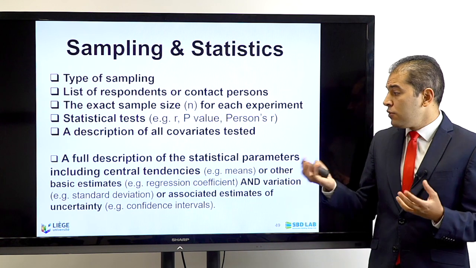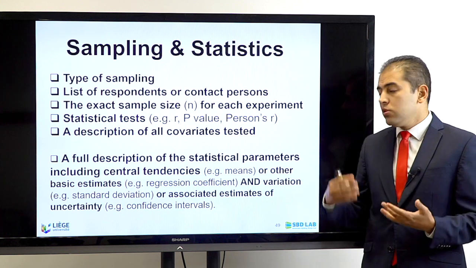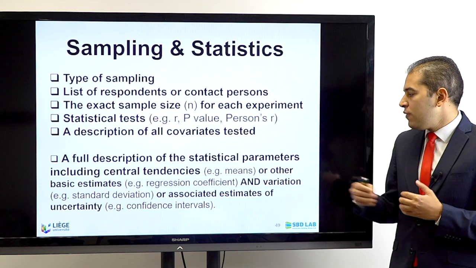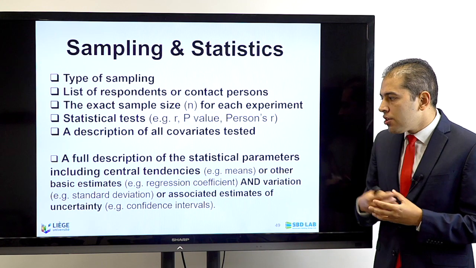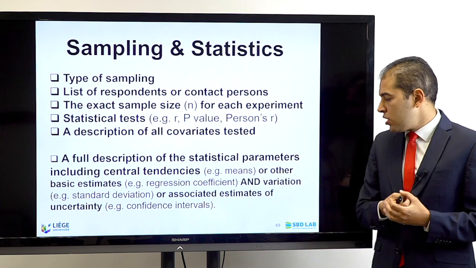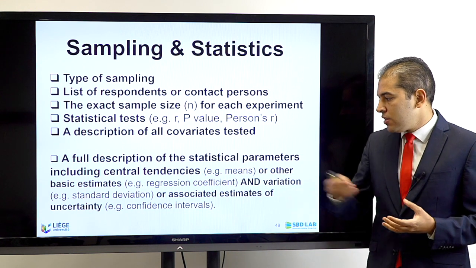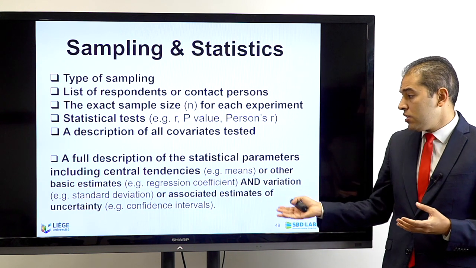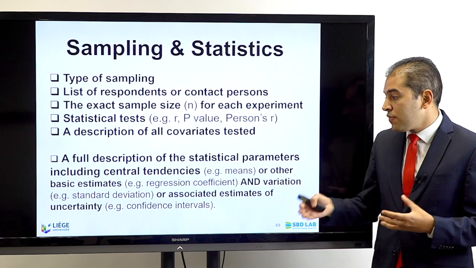tested, and give a full description of the statistical parameters, including the central tendencies, for example, the means or other basic estimates like the regression coefficient if I established a correlation, and variation like the standard deviation or associated estimates of uncertainty.